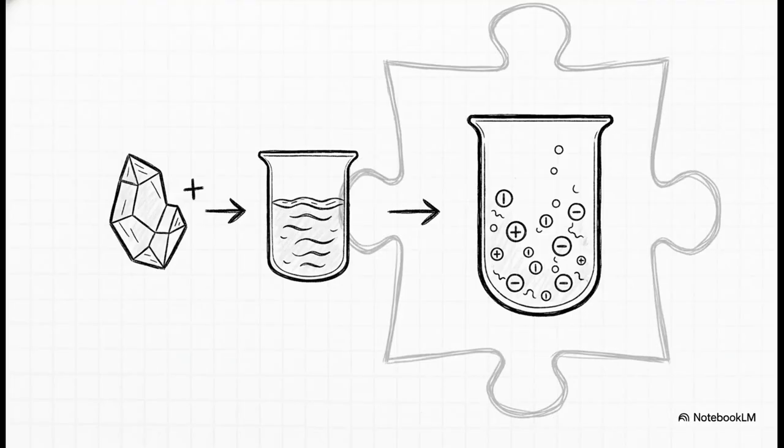So the final piece of this puzzle is a process called salt hydrolysis. Now, I know that sounds super complicated, but I promise, the idea is actually pretty simple. It's just what happens when a salt, which remember is just the product of an acid-base reaction, dissolves in water and starts reacting with the water. And that reaction is what decides the final pH.